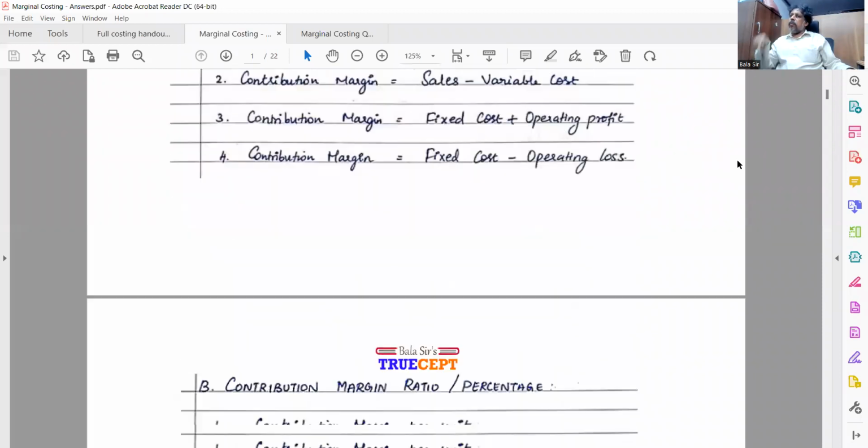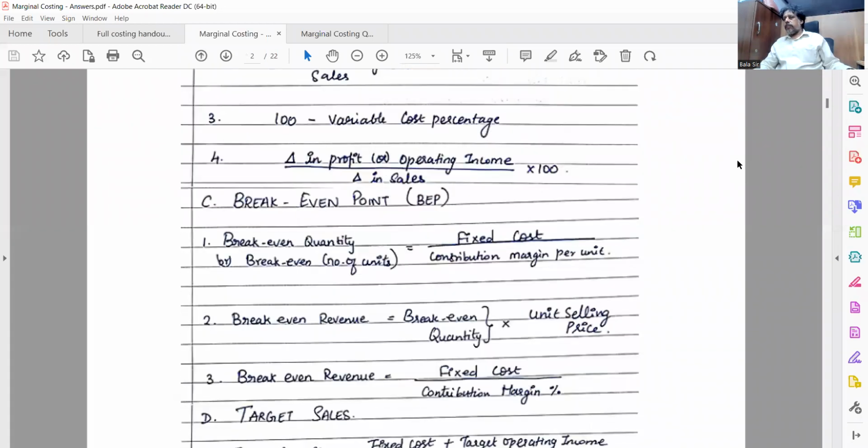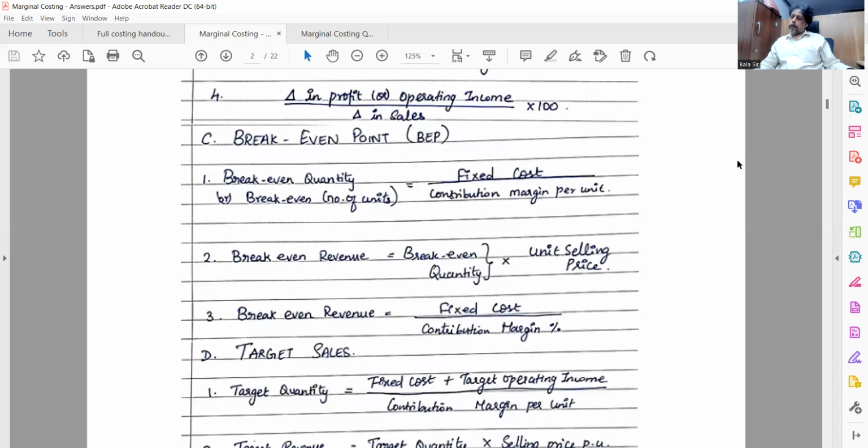Now let's go through point C. Under that, 1, 2, 3 equations. Number one, break-even quantity or break-even number of units is equal to fixed cost divided by contribution margin per unit. In our example, the fixed cost is 20,000 rupees. Divided by contribution per unit, which is rupees 80, selling price minus unit variable cost, 200 minus 120. Now what is 20,000 rupees upon 80? 250. You got to sell 250 units to break even. That is your break-even number of units.